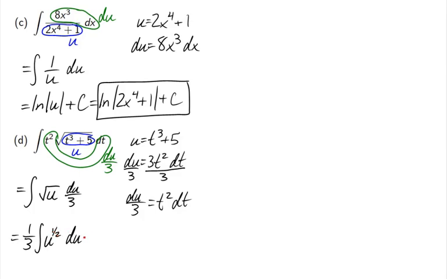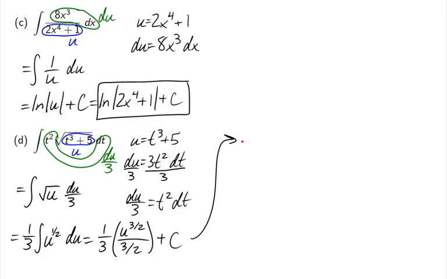Now we can integrate this using the power rule. We get 1/3 u to the 3/2 when we do 1/2 plus 1, divided by 3/2, plus c. Let's simplify that a little bit. 1/3 divided by 3/2 is the same as 1/3 times 2/3. We still have a u to the 3/2 plus c. And then we can go ahead and multiply these to get 2/9 and back substitute. U was t cubed plus 5, plus c.